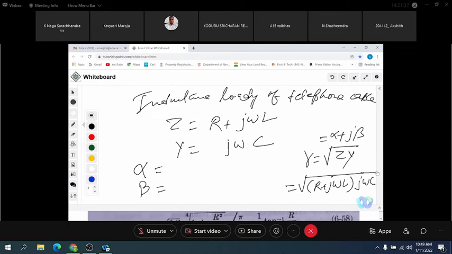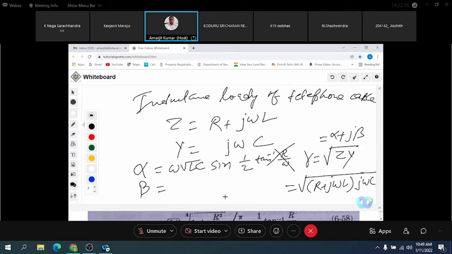Sir, alpha is omega root LC into sine half tan inverse R by omega. Alpha is equal to omega root LC and then sine half tan inverse R by omega. You are making some mistake, I think. Check it. There is some mistake. And beta?